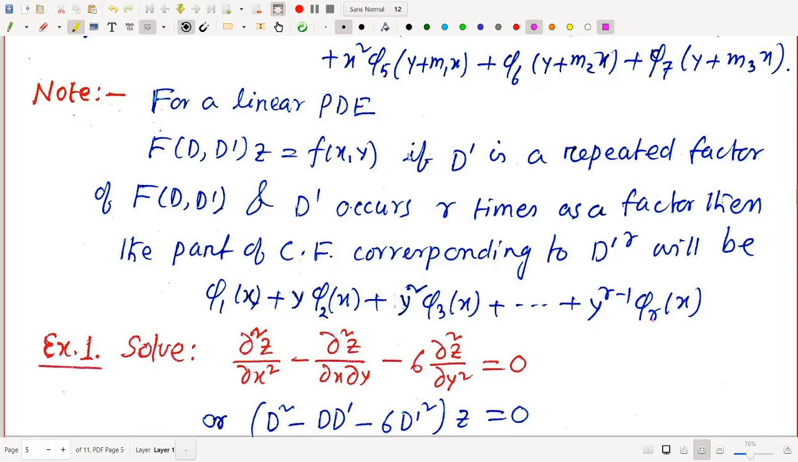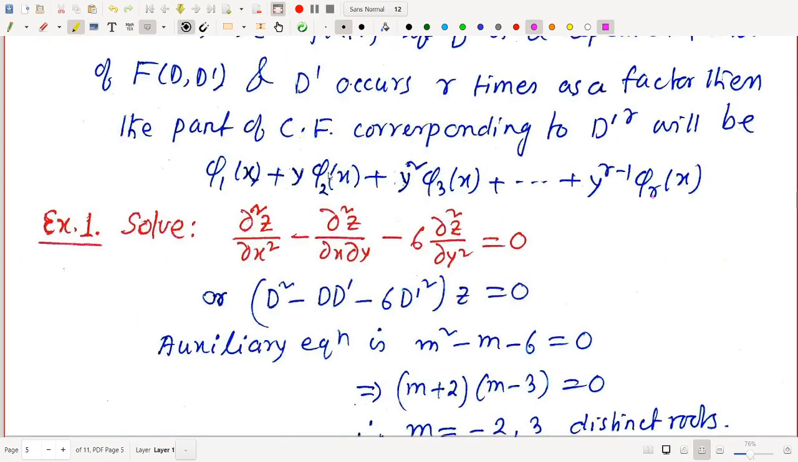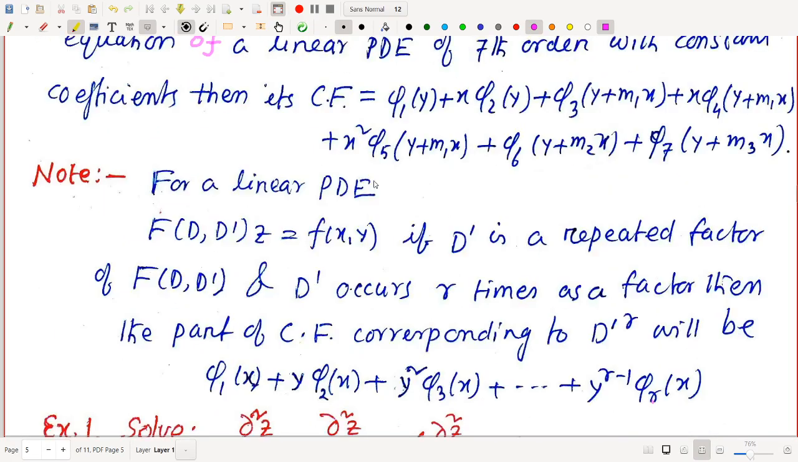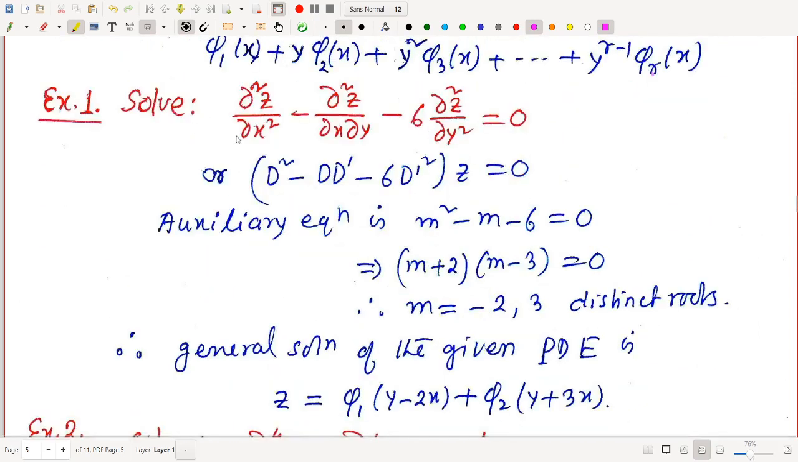Okay, if D dash is a repeated factor of f(D, D dash), that is, of the operator in the PDE. So example number 1, let us see the solution of this PDE.